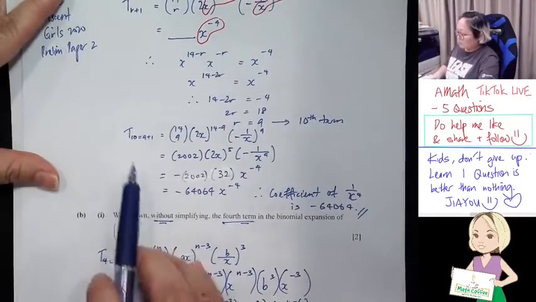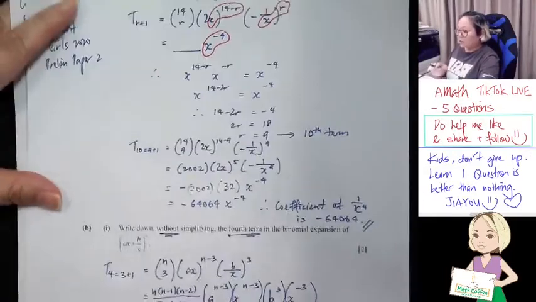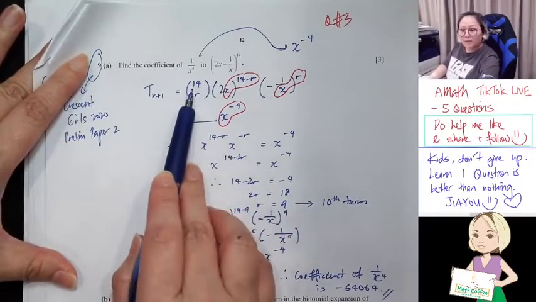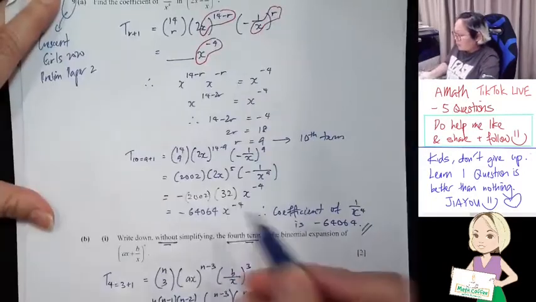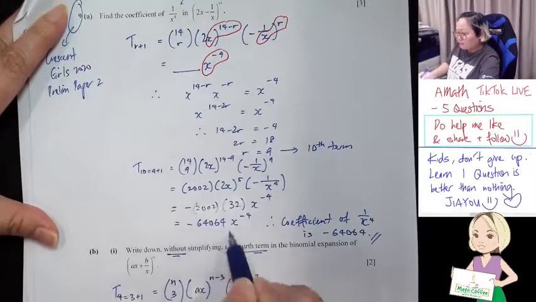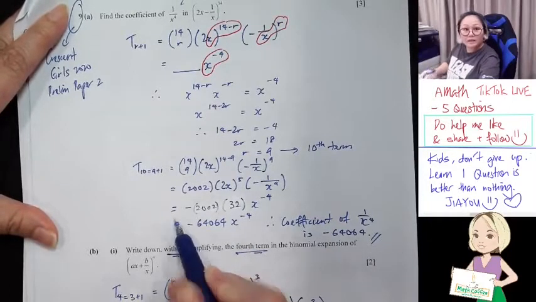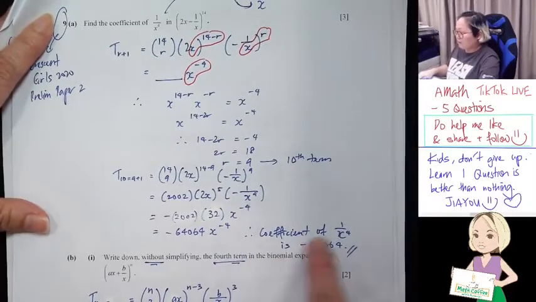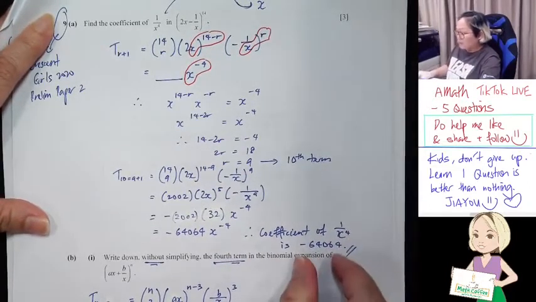Okay, good. So over here, sometimes the question says find the term that has 1 over x to the power of 4. Then if they say the term, you have to write the whole thing. But if the question says find the coefficient, it means you only have to give the number in front of it. Understand? So this one asks for coefficient only. So I have to say at the side, okay, coefficient of 1 over x^4 is negative 64064.